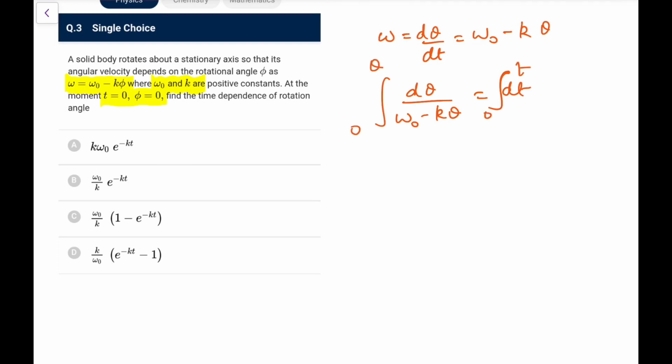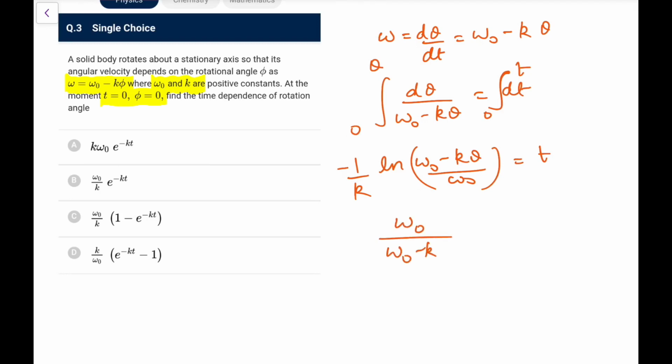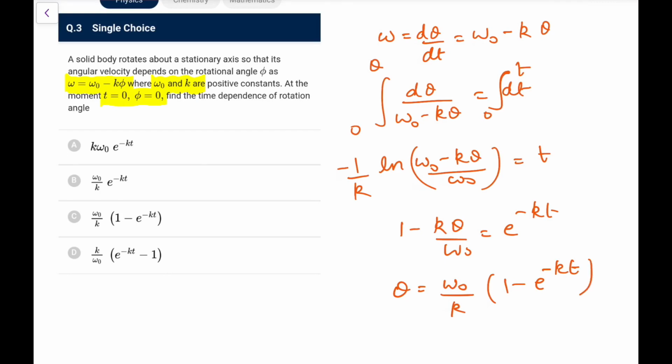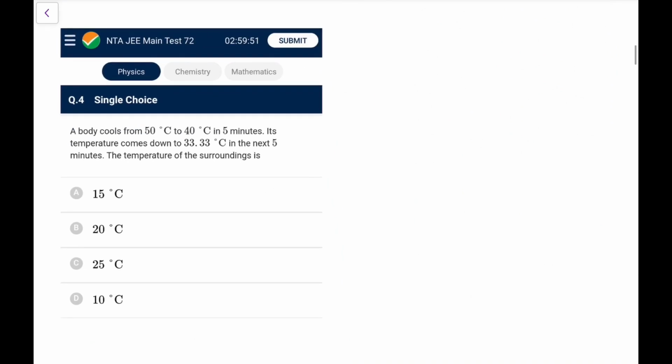0 to t, 0 to theta, so it would be ln of omega naught minus k theta with minus 1 by k coming here. So it would be upon omega naught. If you substitute both the values, that would be t. Don't reverse it, no need to reverse it. It would be 1 minus k theta upon omega naught equals e to the power minus kt. So theta would be equals to omega naught by k, 1 minus e to the power minus kt. As per the option, this is option C. So again, a basic integration, not tough for maths students, I suppose.